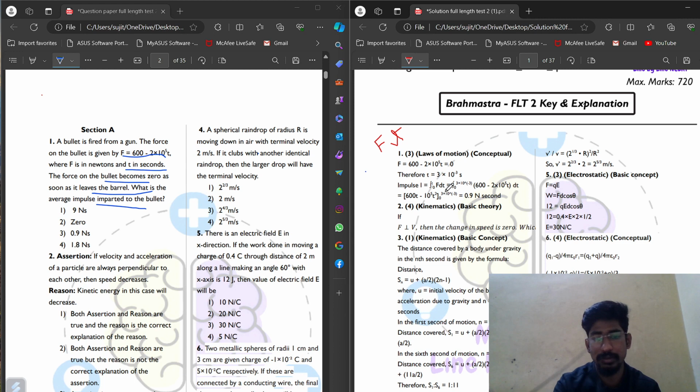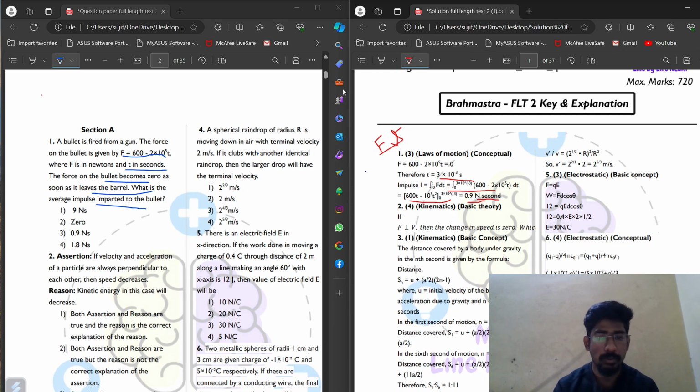If you just see the solution, put the lower limit as 0 and the upper limit as t, which is already calculated here, 3 into 10 to the power minus 3 seconds. By basic integration you will get the answer, 0.9 newton second. Newton second is the unit of the impulse of force.